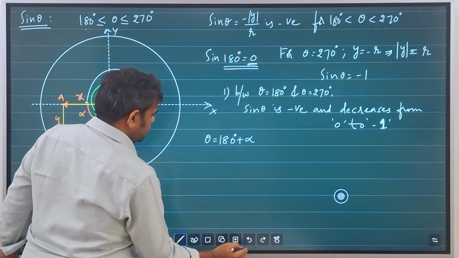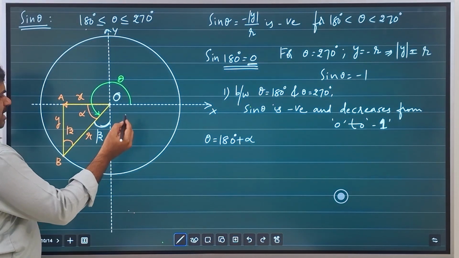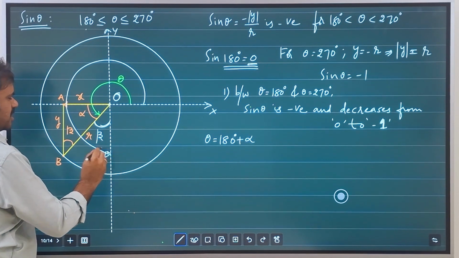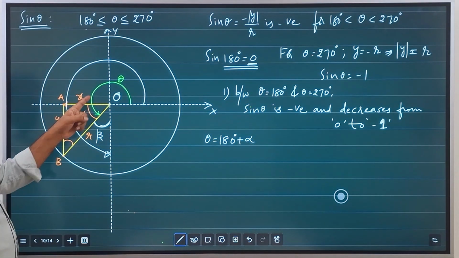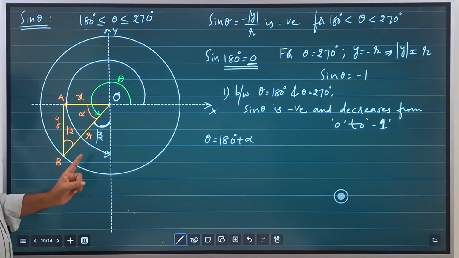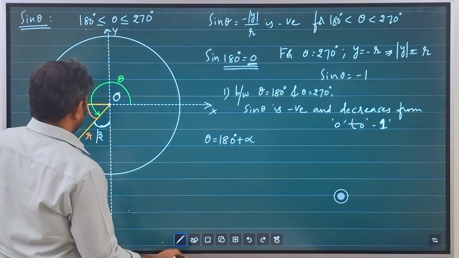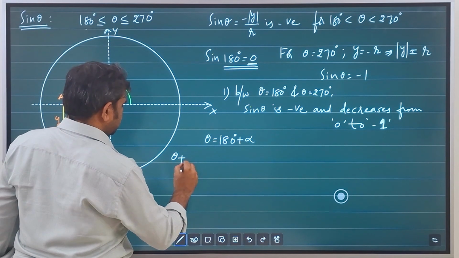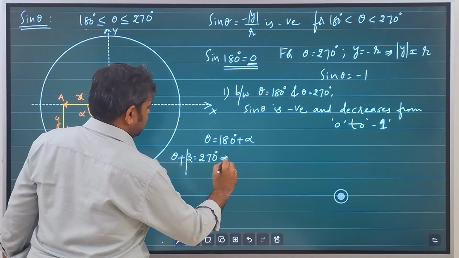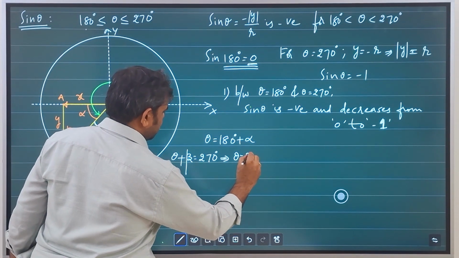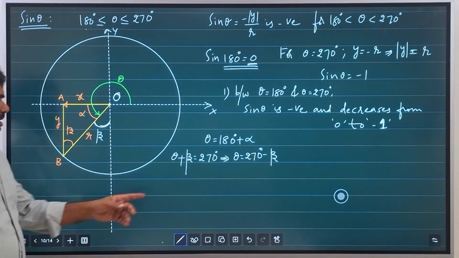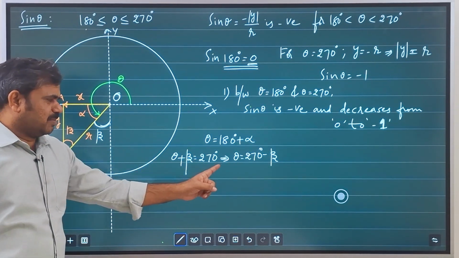And you can also write, since this angle is 270 degrees, theta plus beta is equal to 270 degrees. Look at the figure: theta plus beta is equal to 270 degrees, or I can write theta is equal to 270 degrees minus beta. This is a relation between theta and beta.